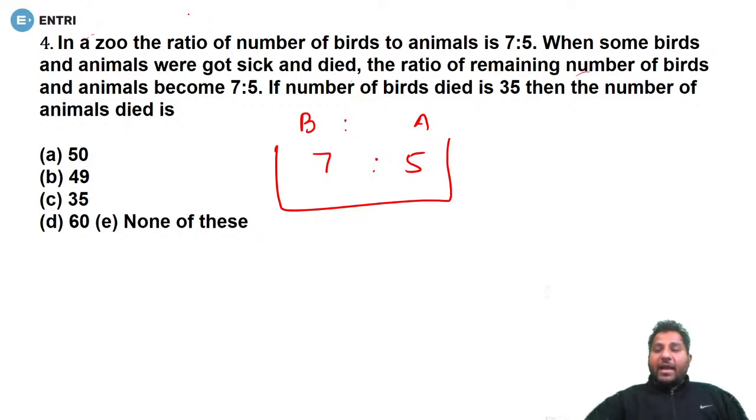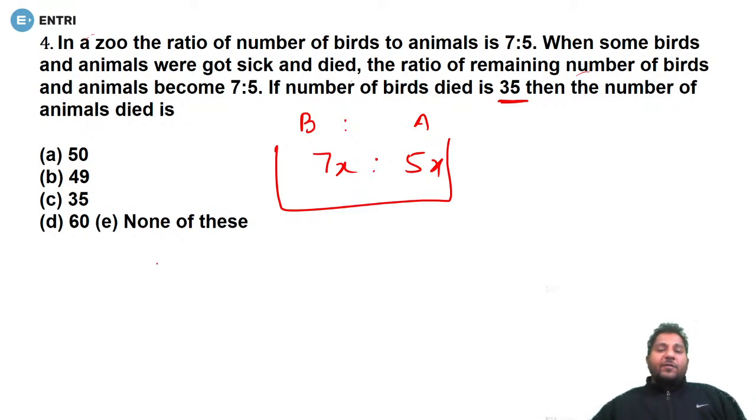As you know, the initial ratio was 7x and 5x, and the number of birds died was 35. 49. Let me check whether it is 49 or not. Yes, absolutely correct. 49 is the correct answer. Who has given me the answer? Rani has given me the answer.